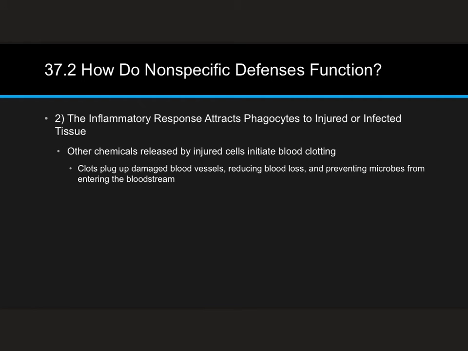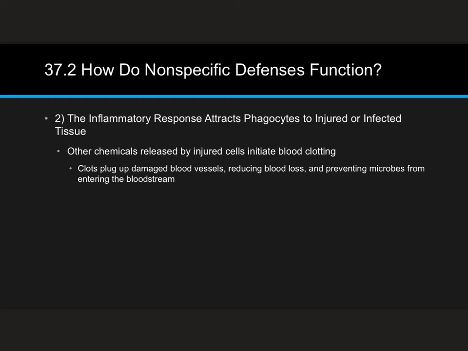There are other chemicals other than histamine that are going to be released, and some of those chemicals are going to initiate blood clotting. So after you've had this initial response to try to get some phagocytes and other white blood cells in there, you're going to then have chemicals released that are going to let the blood clot, which prevents you from bleeding out. Okay, it's going to slow down bleeding. So once you've had this initial response, you're going to get some blood clotting.